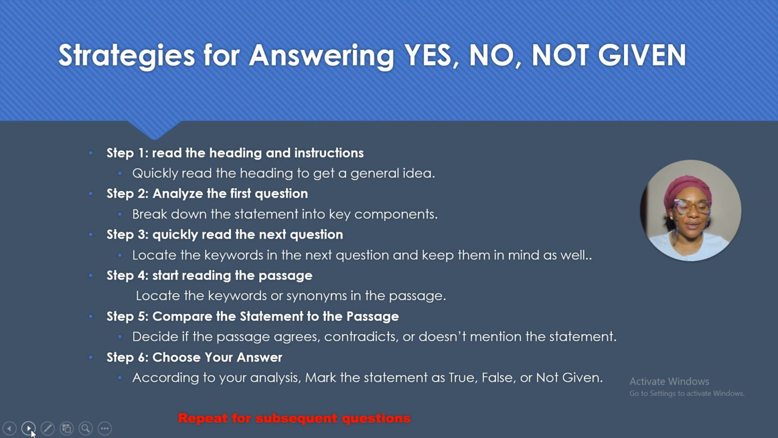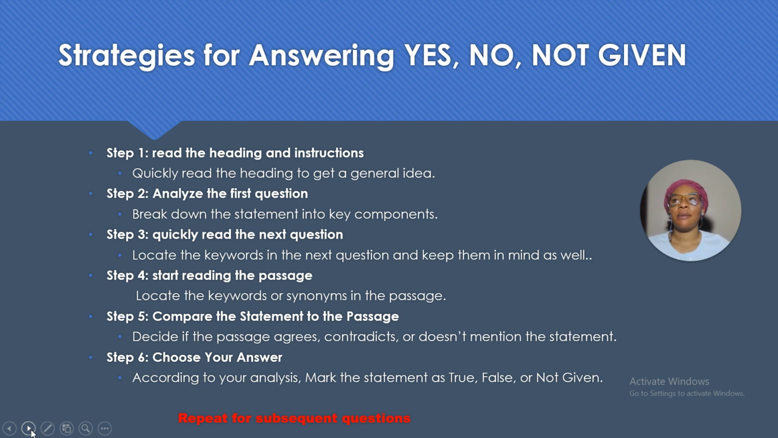Number two, analyze the first question. So you read the first question carefully, taking note of key words in that question. Okay? Then step three, quickly read the next question. When I made the video for true, false, not given, I told you that for that question type, you read in twos. And it's the same here. You read the question in pairs. So if you read the first one, which is the one you're on, also have an idea what the next question is talking about. And I explained that it is because of the not given option.